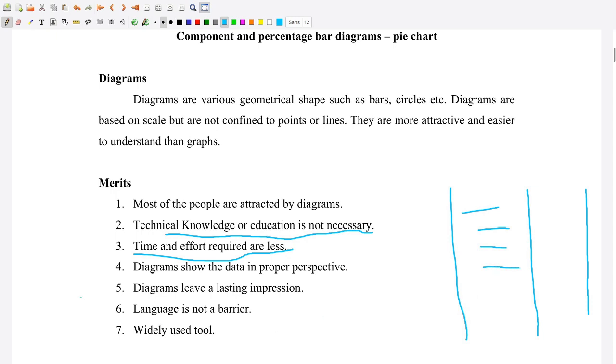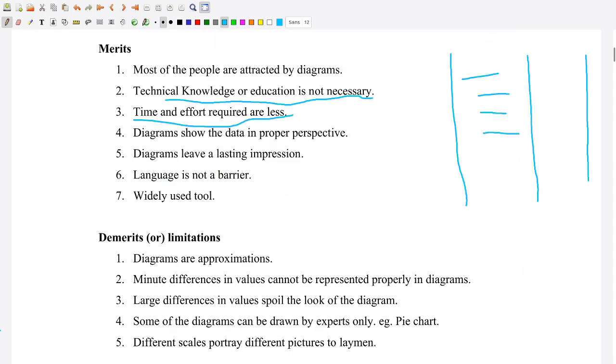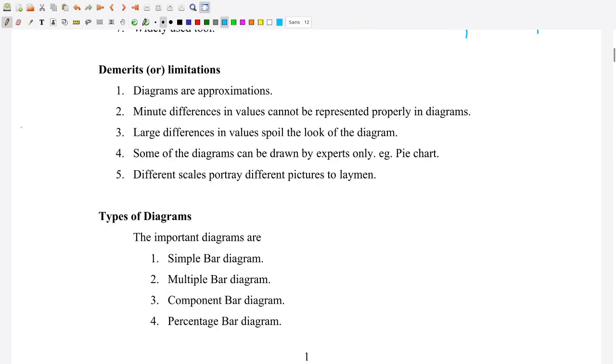The diagrams show the data in proper perspective. They leave a lasting impression on the viewer. Language is not a barrier because it is a visual representation and it is a widely used tool. In fact, many people in research use these because they prefer figures over tables. So that is one advantage of using diagrams. But what is the limitation? There are also certain limitations that are involved.